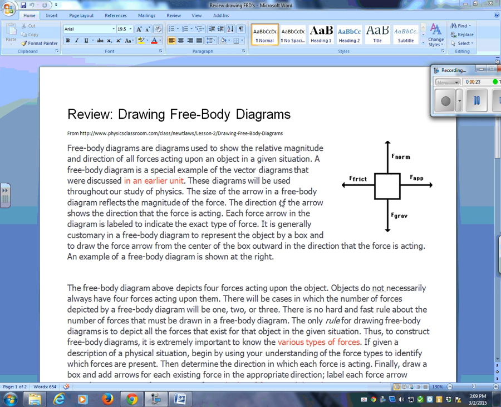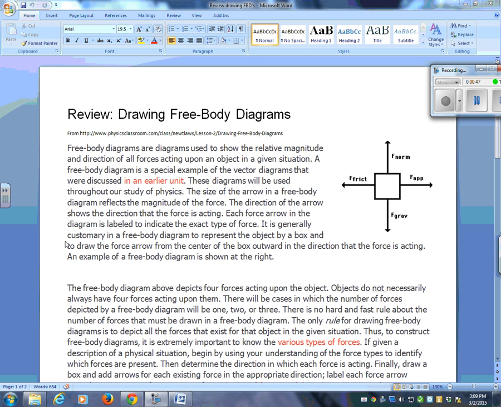The size of the arrow in a free body diagram reflects the magnitude of the force. In English, what does that mean? The longer the arrow, the stronger the force. Big forces, big arrows. Teeny tiny forces, teeny tiny arrows. The direction of the arrow shows the direction that the force is acting. Each force arrow in the diagram is labeled to indicate the exact type of force.